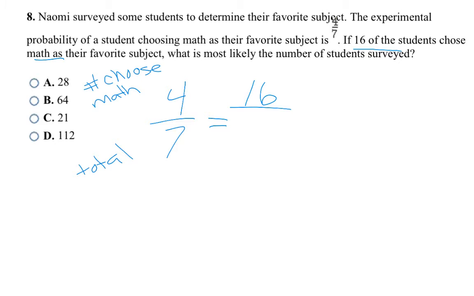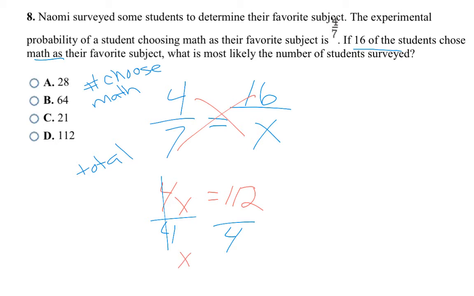What is the number of students surveyed? So I'm looking for the total number surveyed, which means my x is going to go in the denominator of my proportion. So now I just cross multiply and divide to solve. 4 times x is 4x, and 7 times 16 is 112. So I have 112 equal to 4x, and then I divide both sides by 4. These 4's cancel, and I'm left with x equals 28. So there were 28 students surveyed, and so that makes my final answer A.